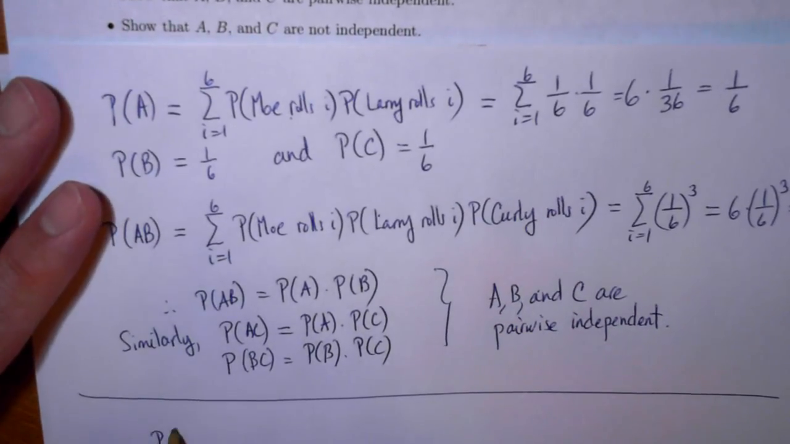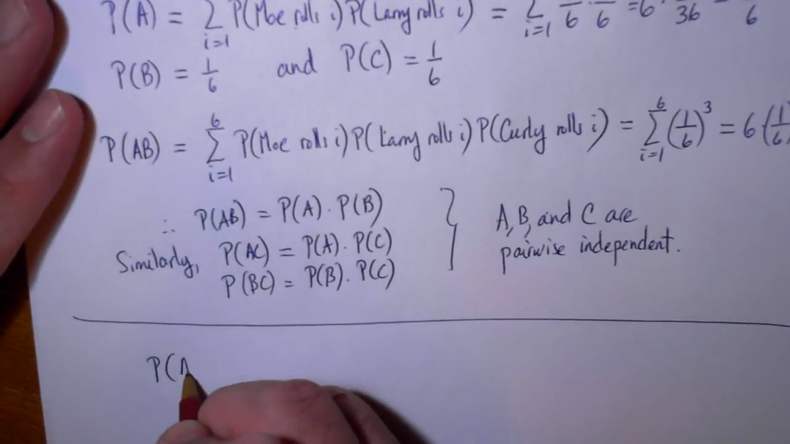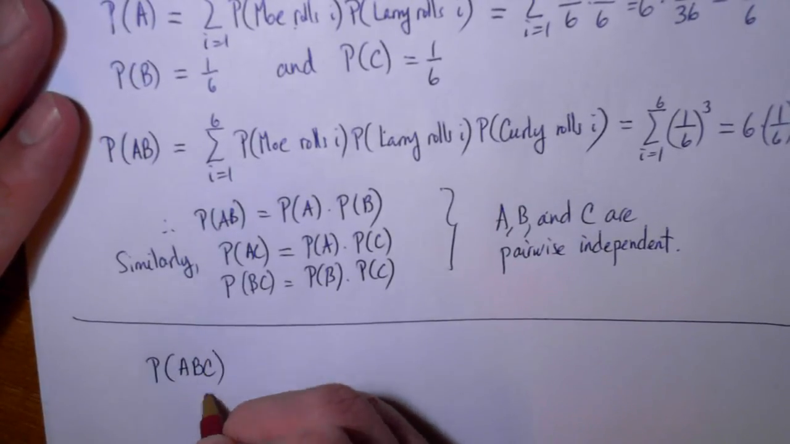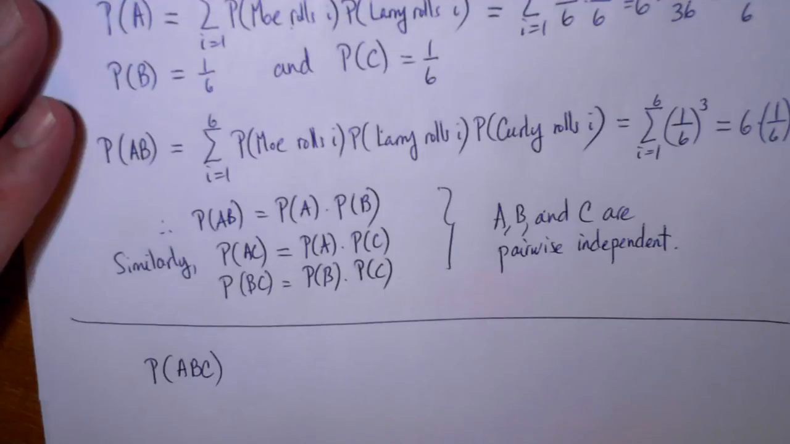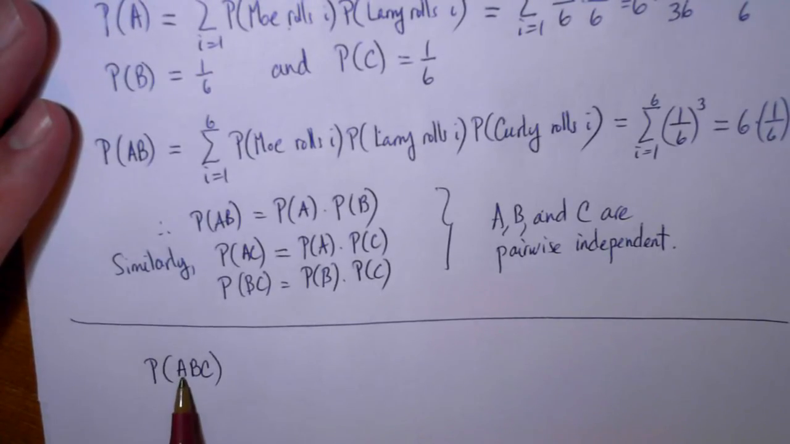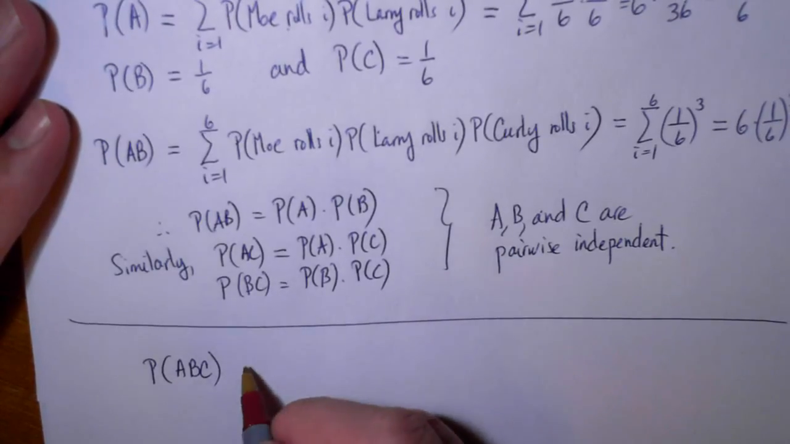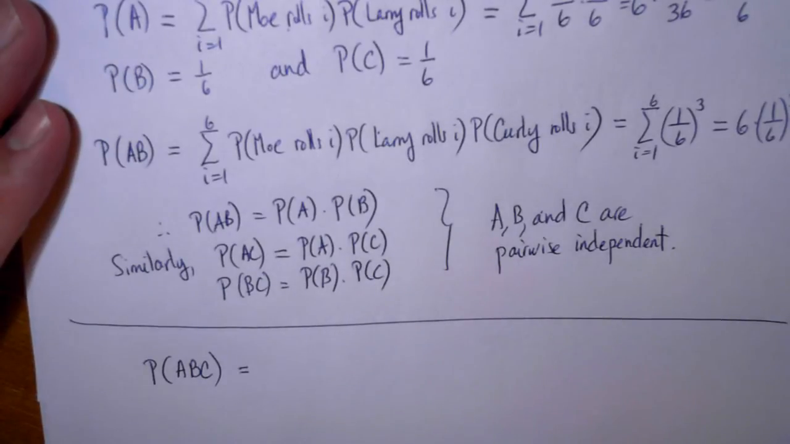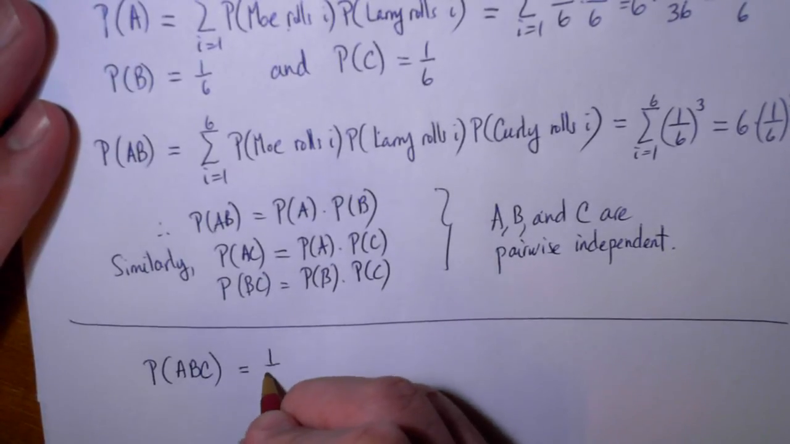But what's the probability of A and B and C? Well, A says that Mo and Larry roll the same number. B says that Mo and Curly roll the same number. And C says Larry and Curly roll the same number. So if all three of these things happen, that means that the three people all roll the same number. Well, the chance that all three people roll the same number, we just figured that out. That's 1 over 36.